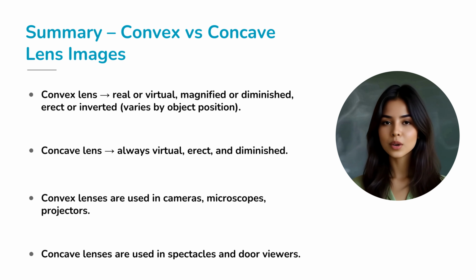Concave lenses, on the other hand, are your everyday helpers. They sit quietly in spectacles for myopia and indoor viewers, letting you see a wide view or helping distant objects look clear. So, the big picture: convex lenses are versatile image makers, while concave lenses are reliable shrinkers. Together, they make vision science practical, useful, and pretty amazing in our daily lives.